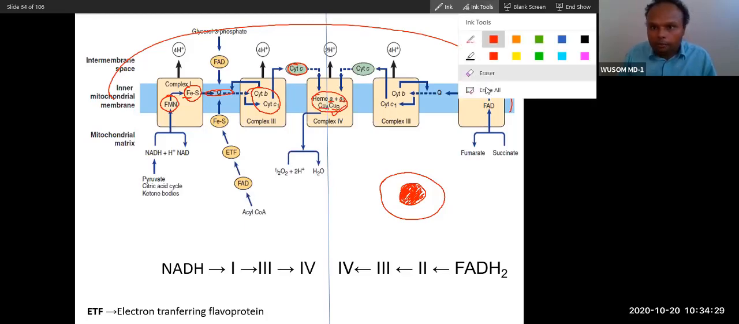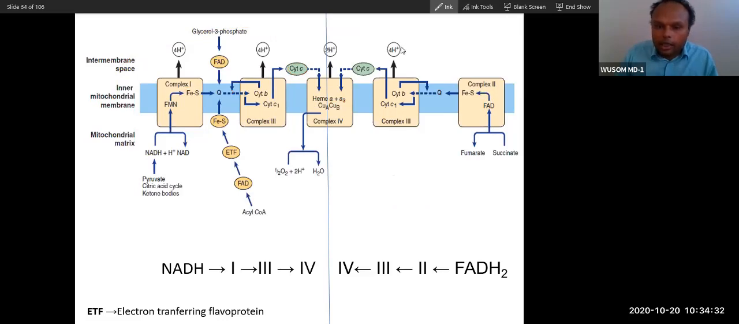So how do you remember the sequence? I will tell you a mnemonic for this. Do you know branched chain amino acids?